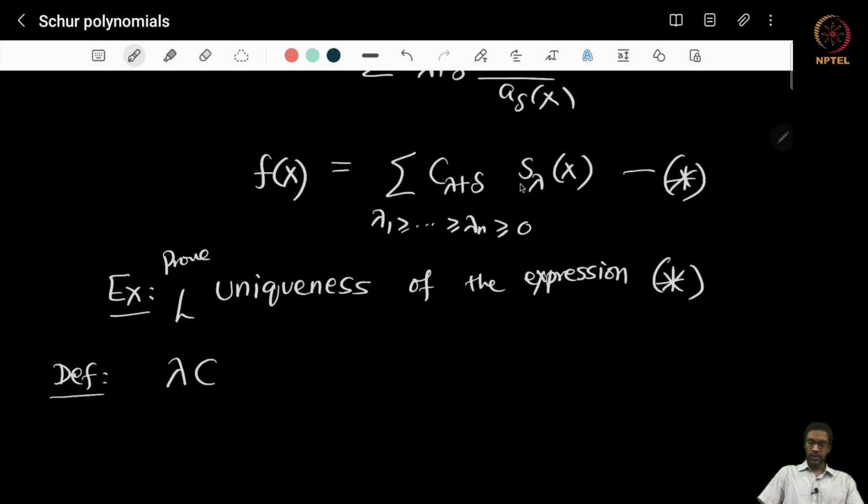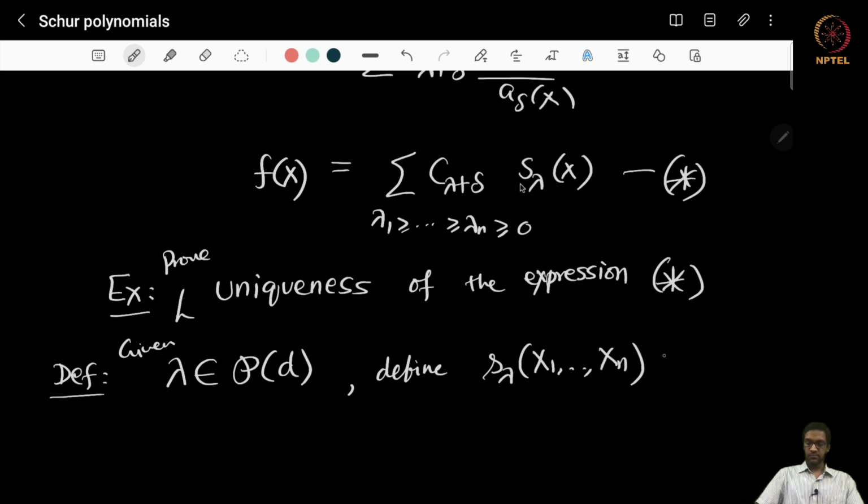So now two more facts which are important, or well, I should also say definition maybe. So we usually define the Schur polynomial as follows. Suppose I have a partition lambda of d, then we define it as follows. Given lambda any partition of d, we define S lambda in n variables as above, as A lambda plus delta by A delta in these n variables.